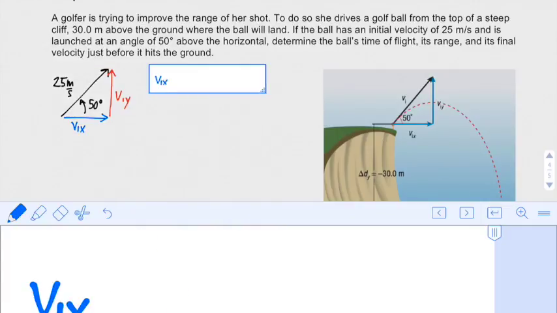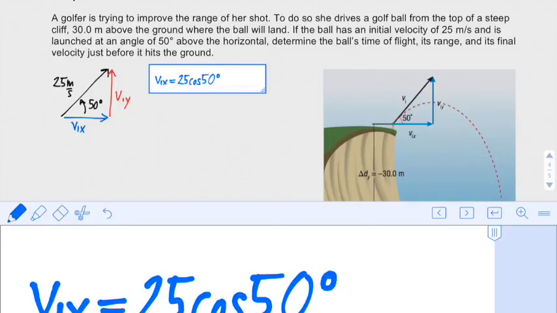Vix represents the adjacent side to 50 degrees with respect to the hypotenuse 25 meters per second. When we are dealing with adjacent and hypotenuse, we are looking at the cosine ratio. So the x component of the velocity is equal to 25 cos 50 degrees. To two significant digits, the x component of the projectile's velocity is 16 meters per second. That's positive 16 meters per second.